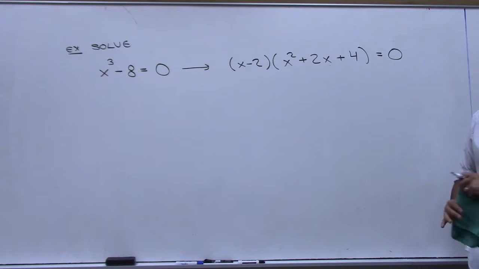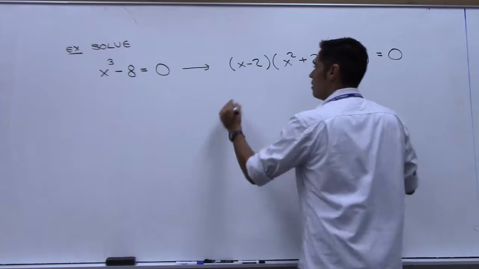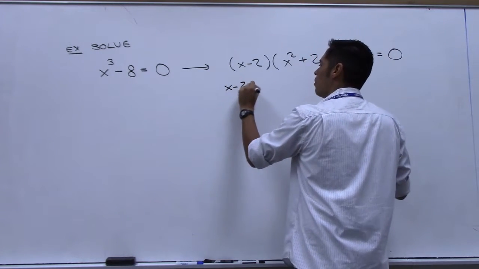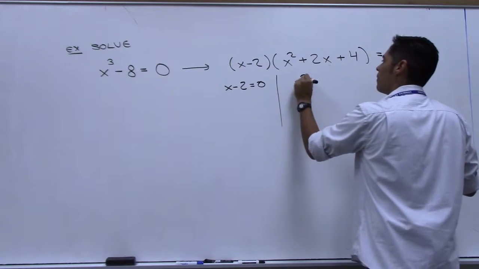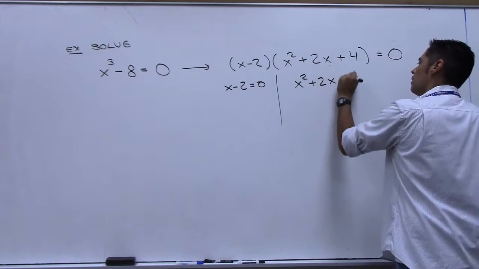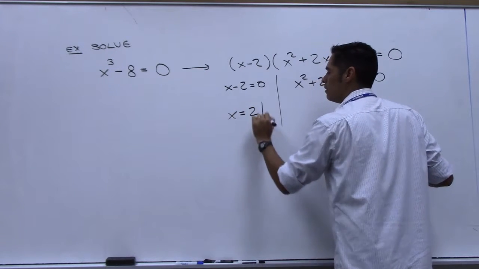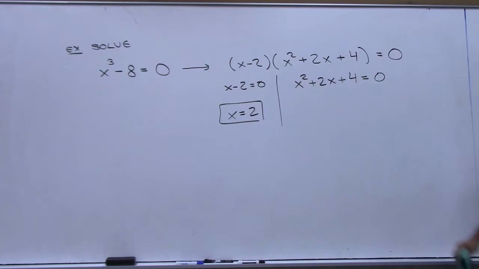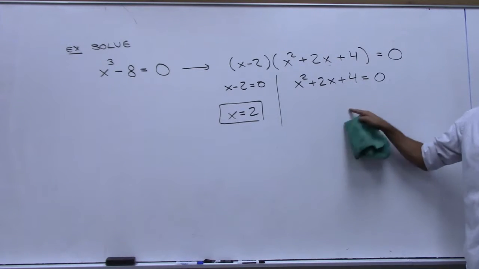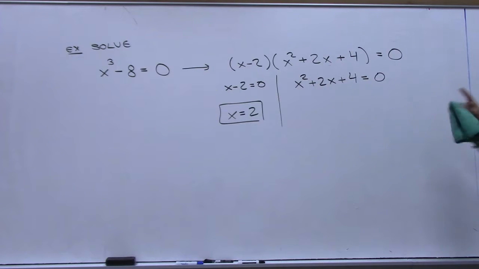So this is how we're going to do it. We're going to take this, set these each equal to 0 like we normally would, like this. The first one is 2. Is that a real number? Complex number? Yes. So I have one solution. It's a real number, but it's also a complex number. This one, the only way you're going to do that, because it doesn't factor, is the quadratic formula.